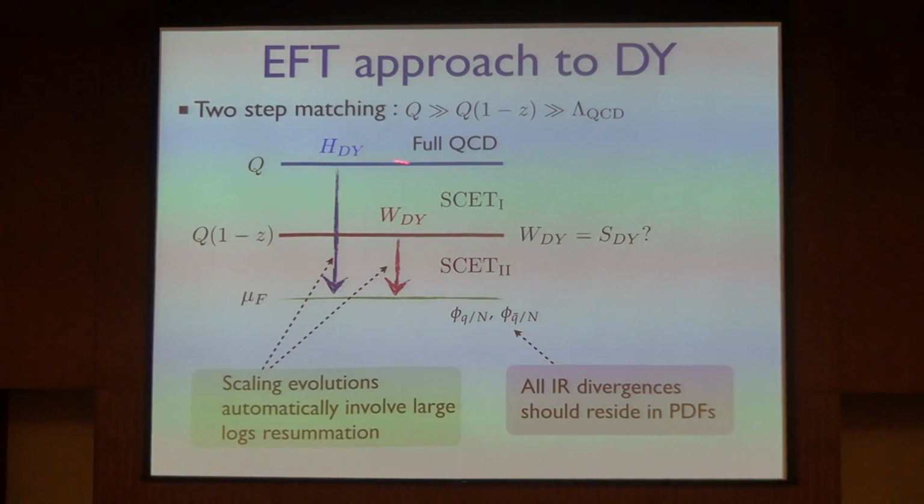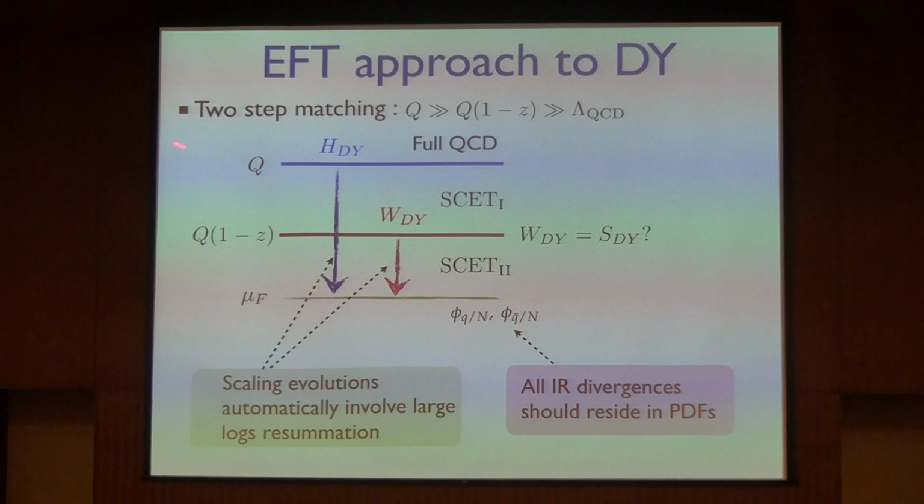So in that case, near the endpoint region or threshold region, we actually have a three-scale hierarchy. The first scale is Q, the second scale is Q times 1 minus z, and finally we have the nonperturbative scale. So if we employ the effective field theory approach, because we have a three-scale hierarchy, we have to take a step-by-step matching.